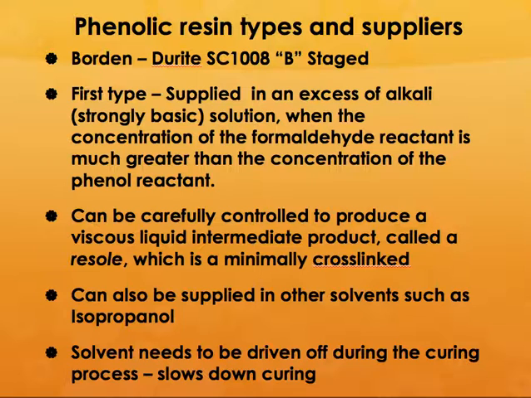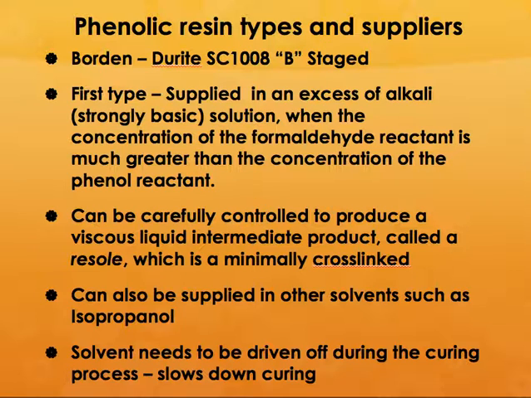So you have different types of phenolic resins. It used to be manufactured by Borden. It used to be called Durite SC1008. And now the supplier might be different. I believe it could be, I don't remember the exact manufacturer. It could be Hexion, or it could be, what is that? It starts with M. These are the suppliers of phenolic type of resins.